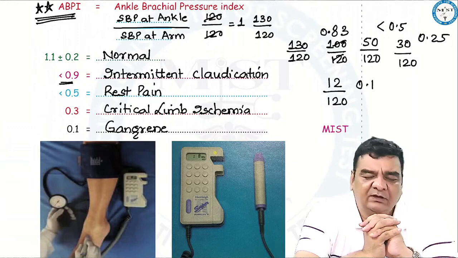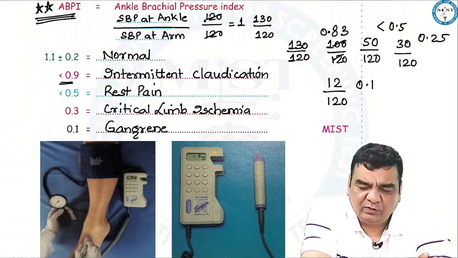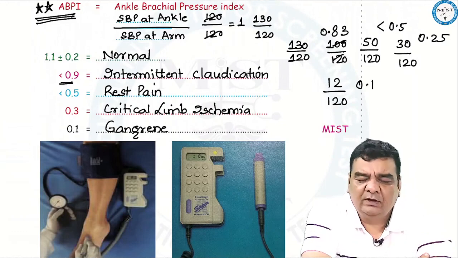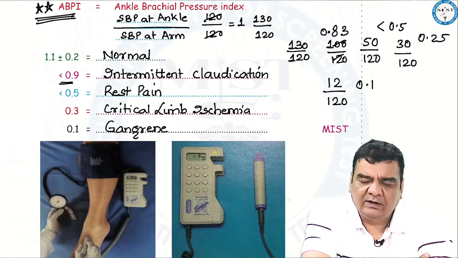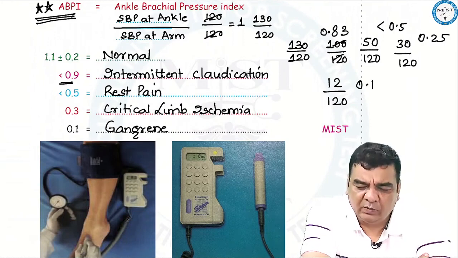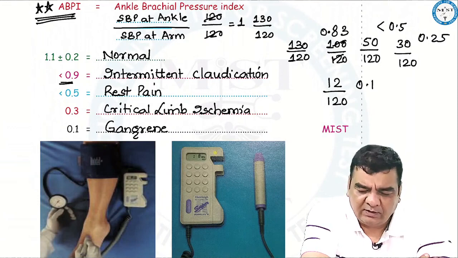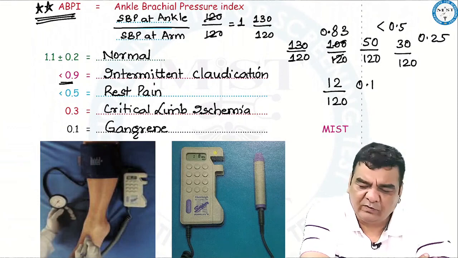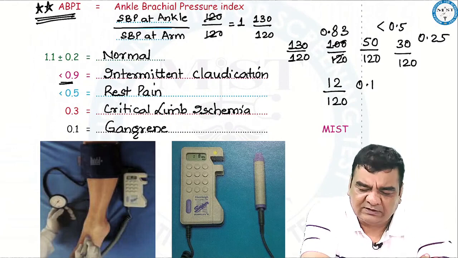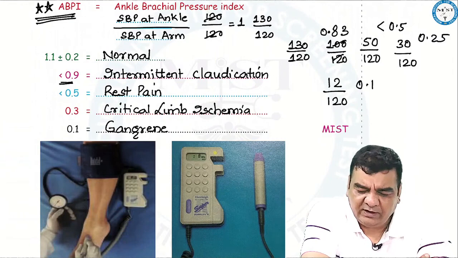Let's repeat it once more, beta. 1.1 plus minus 0.2, very good. Less than 0.9, less than 0.5, 0.3, 0.1. Let's do it again, beta. 1.1 plus minus 0.2, less than 0.9, less than 0.5, 0.3, 0.1.